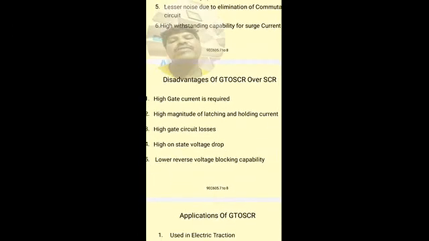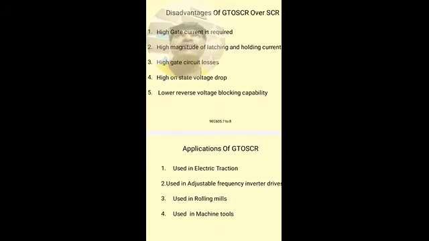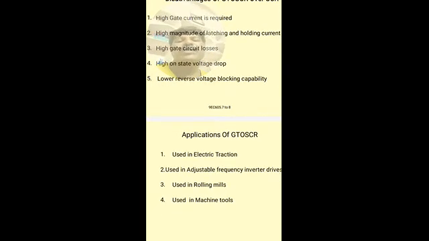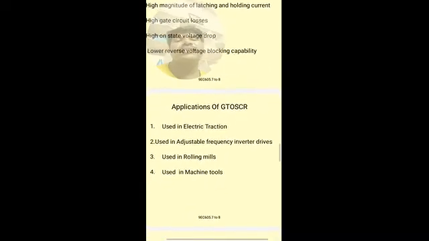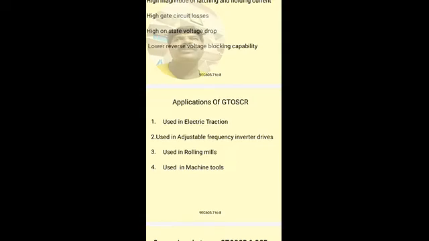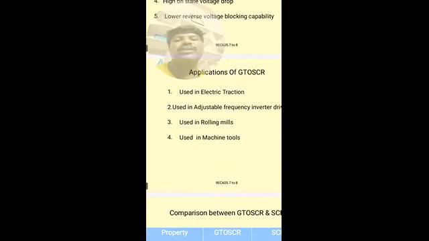High gate circuit losses. High on-state voltage drop compared with the SCR. Lower reverse voltage blocking capability. These are the disadvantages of the GTO SCR compared with the SCR. Applications of GTO SCR: they are used in electric traction. They are also used in adjustable frequency inverter drives, in rolling mills, and in machine tools.